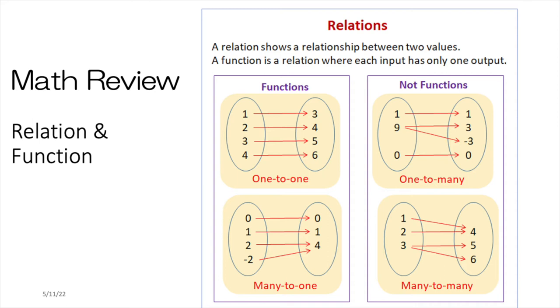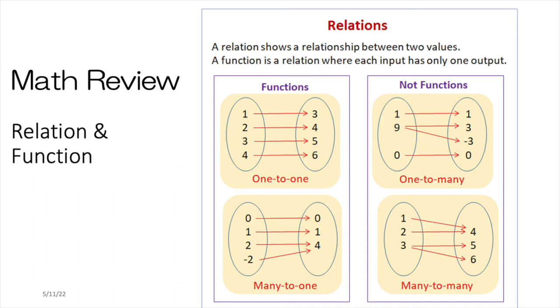Now let's review two math concepts. The first one is relation. A relation is defined as a relationship between two values. We have four different relations on this slide: one to many, one to one, many to one, and many to many. However, a function is a relation where each input has only one output. So among the four relations, only the two in the middle, one to one and many to one, produce one output. They are legitimate functions.